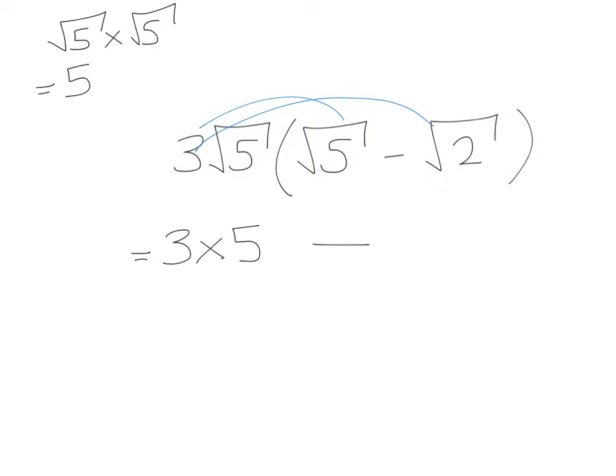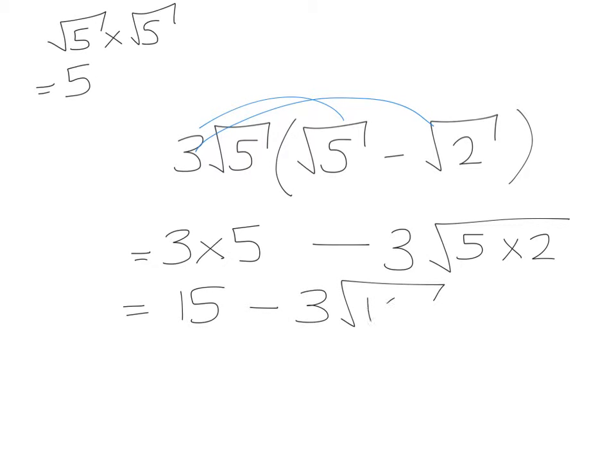3 root 5 times root 2. So we're going to get 3, and then in a bracket I'm going to combine them, 5 times 2. 3 times 5 is 15, and I'm taking away 3 root 10. Okay, so I have 3 root 5 times root 5. So I know that root 5 times root 5 is 5, so 3 5s are 15. 3 root 5 times root 2 is going to give me 3 root 10.